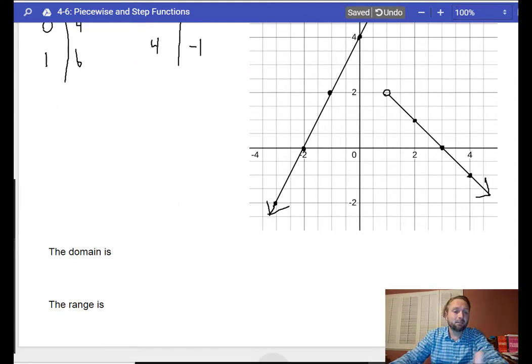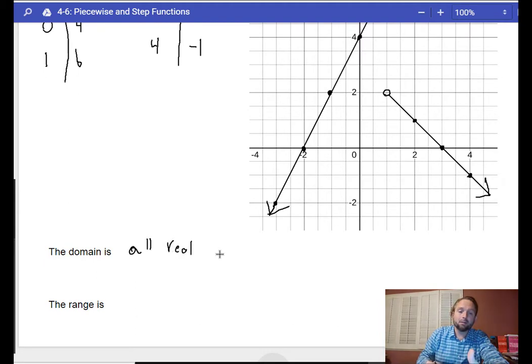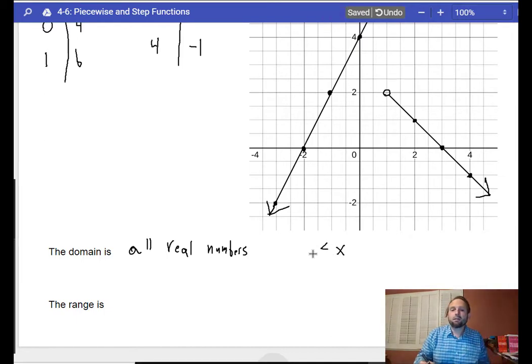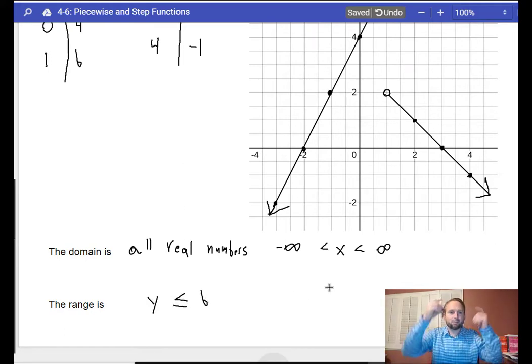Our domain, since it's going to go forever left and right, our domain is going to be all real numbers. And that would look like this, like x will be between negative infinity and positive infinity. You don't need to write that though. Now our range is going to be a limit of 6. So y is going to be at most, it's going to equal 6. And then it's going to be everything down.